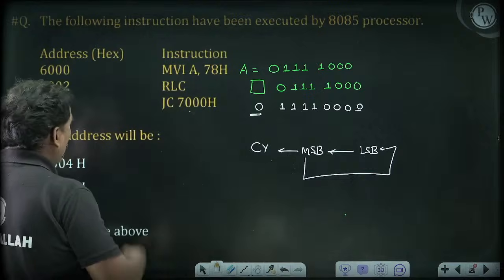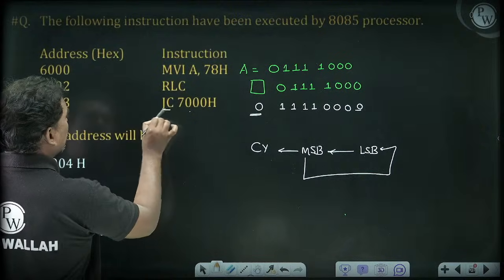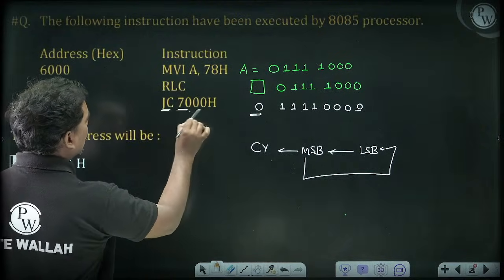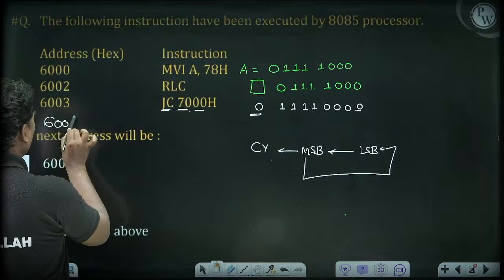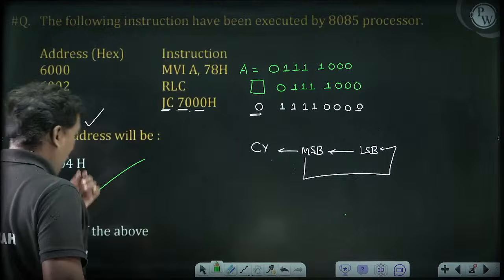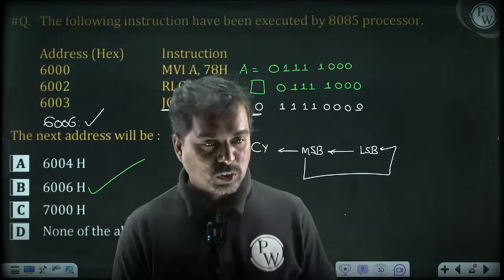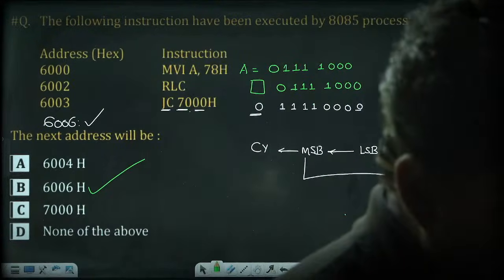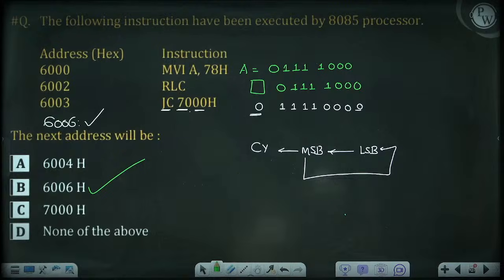So if carry is not generated, what happens? This is 6003, this is the 6004 address, this is the 6005 address, this is the 6006 address. So the answer is option B. Option B is the right answer. Very good question actually. Yes, Sai Kiran.